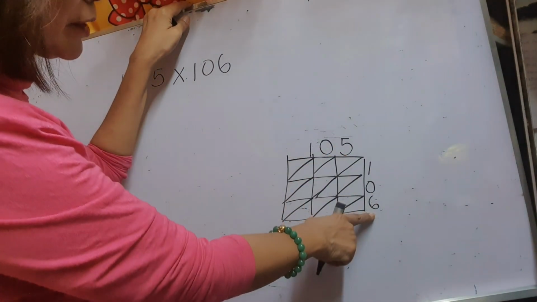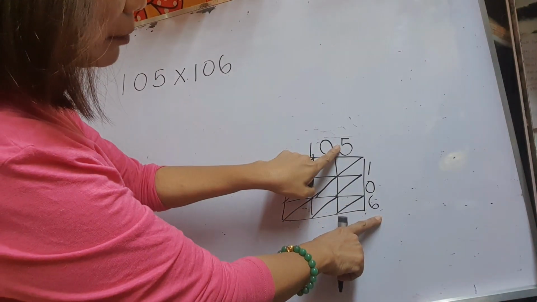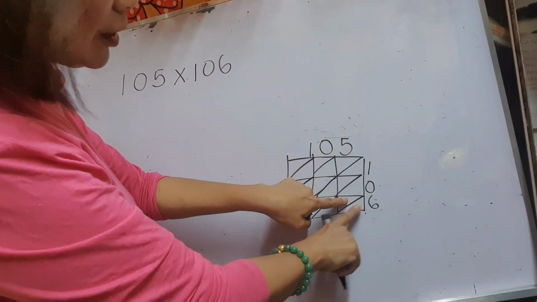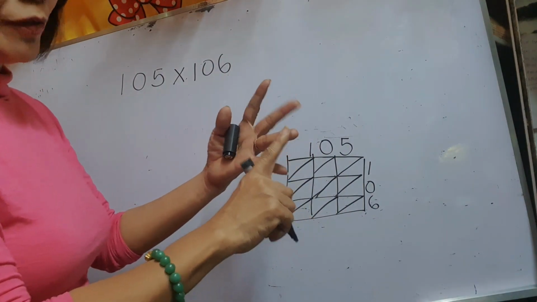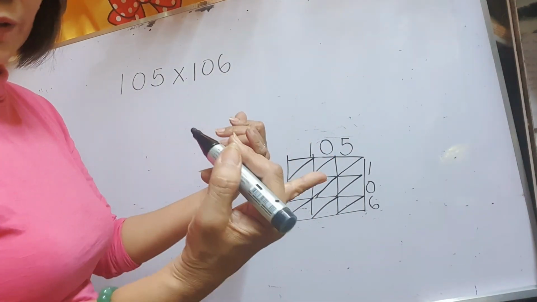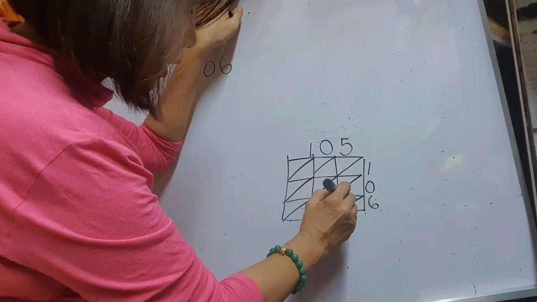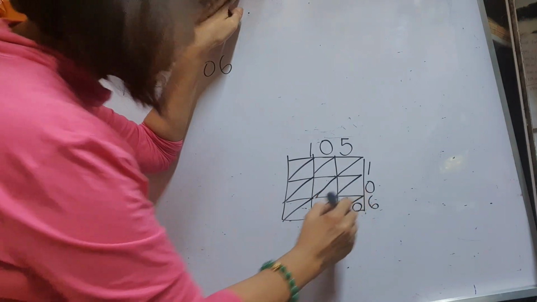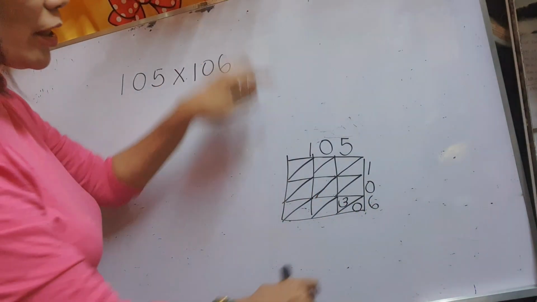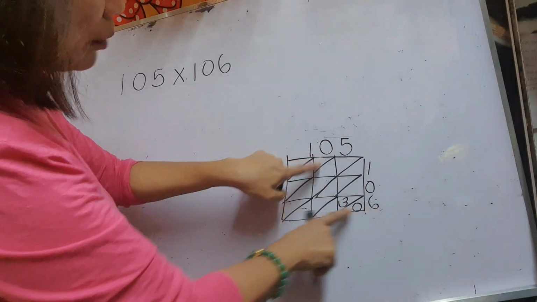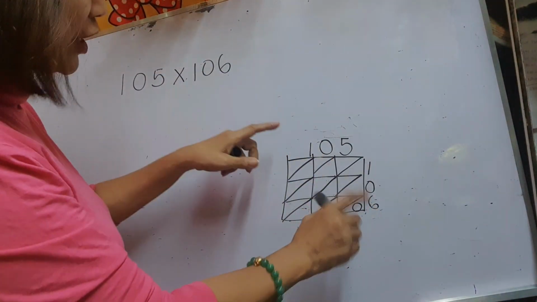This is now 5 times 6. So ito ha, 5 times 6. Dito ninyo ngayon ilalagay. So, that is 5, 10, 15, 20, 25, 30. Dito nyo ilalagay mga bata ha. So we have here 30. Now, here. So this is now 0 times 6. So this is now 0. Pwede wag na natin lagyan.